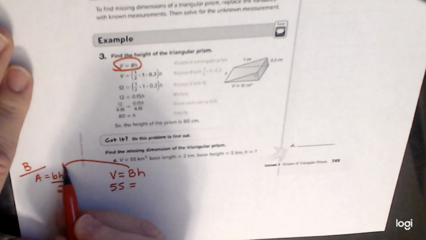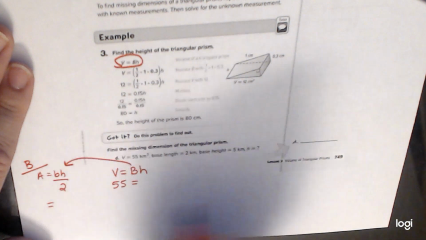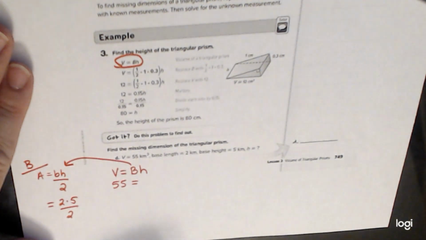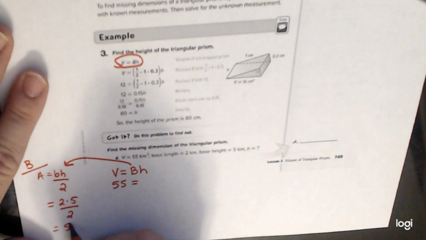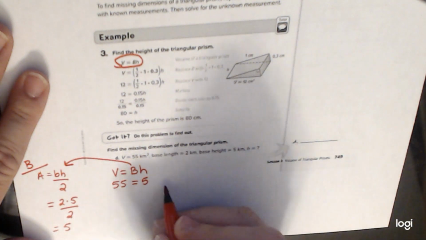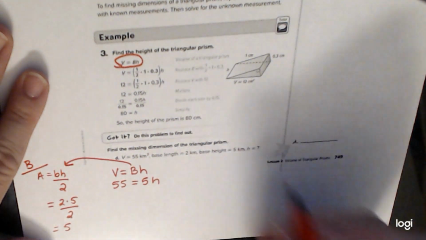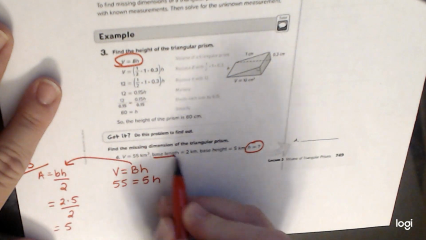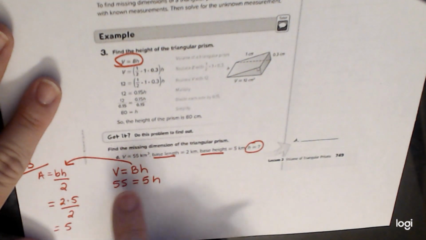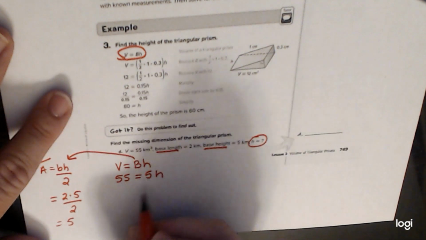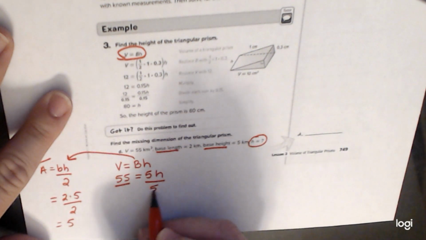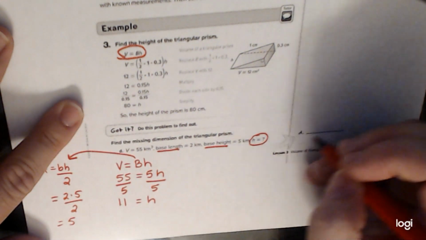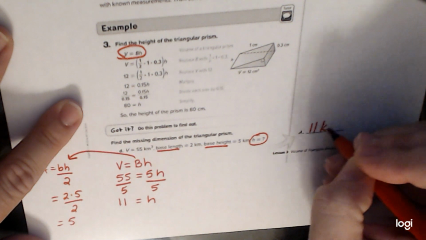We have 2 and 5. 2 times 5 divided by 2. Well, that's 2 times 5 is 10, divided by 2 equals 5. So our B value equals 5, and we're trying to find H because we don't have that H value. Now keep in mind, the reason I did this is the base height and base length. That means we have to find this capital B value. In order to find the value of H, we divide by 5. We have H left over, and it is 11. So our height is 11 kilometers.